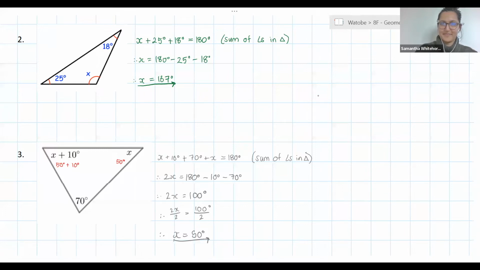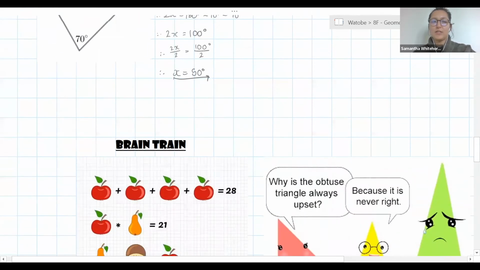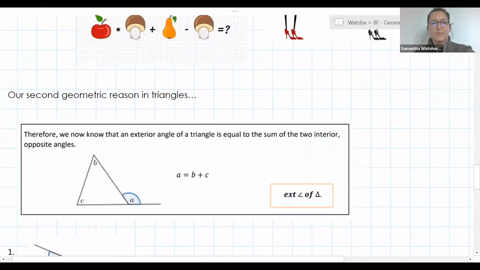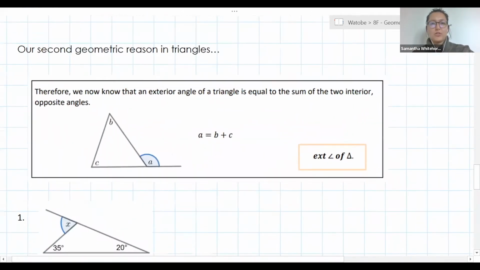Okay, so it means that we can move on. Awesome. Okay, guys, so we have learned about the sum of angles in a triangle, the fact that when we add them up, we get 180 degrees. Okay, we're not taking a brain break just yet. We'll come back to it, don't you stress.